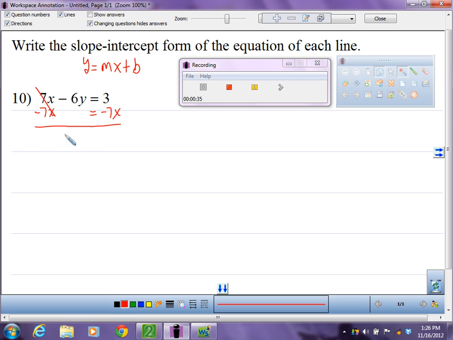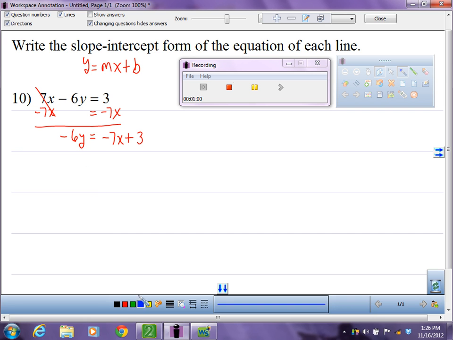Alright, it's not there anymore. I got my 6y, and these two terms are different terms, so I cannot subtract those. This is an x term, this is a constant term. The only thing I can do is write them side by side, and you see how that happens to be the b, and that's your mx. But you're not finished because your y is not isolated completely to an invisible 1.